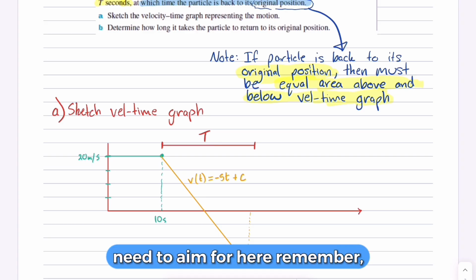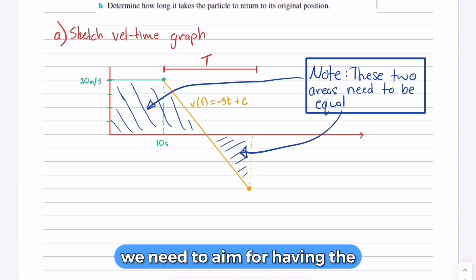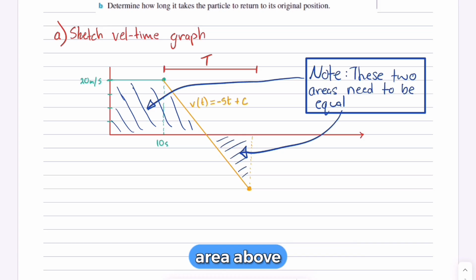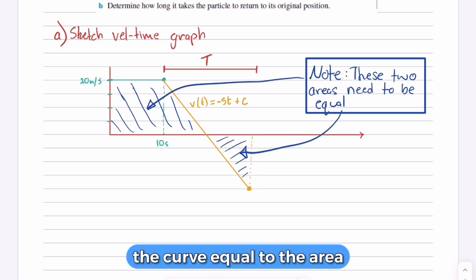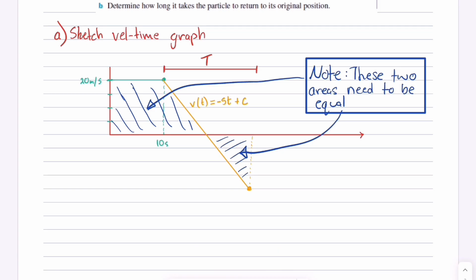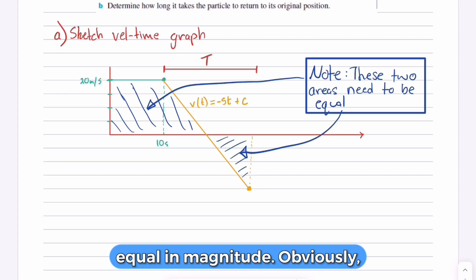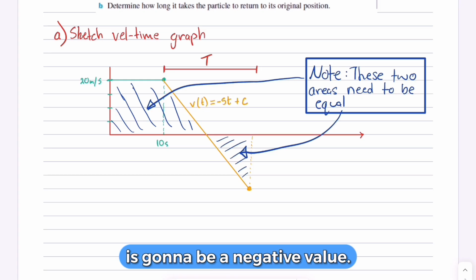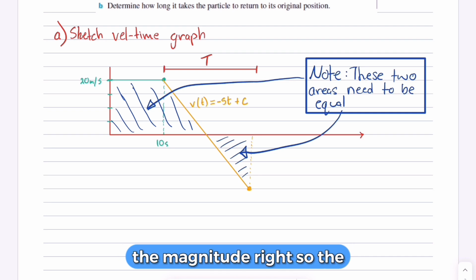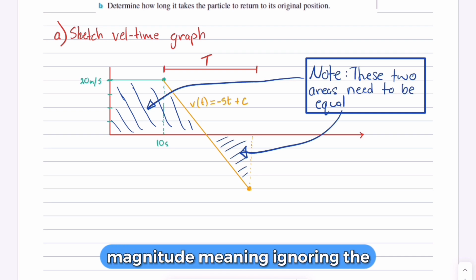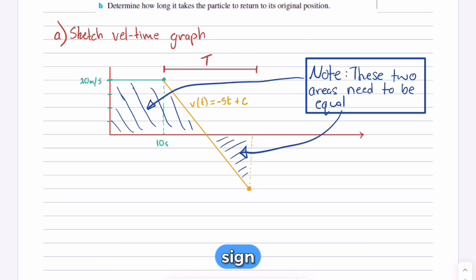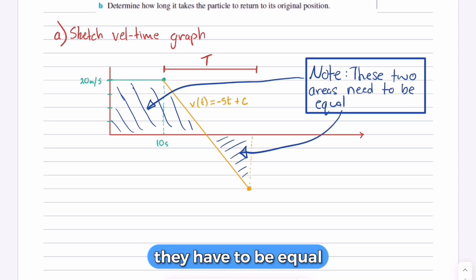So what we need to aim for here, remember, is having the area above the axis equal to the area below the axis. These two areas have to be equal in magnitude. Obviously, the area underneath the axis is going to be a negative value and the area above is going to be a positive value, but the magnitude, meaning ignoring the sign, they have to be equal areas.